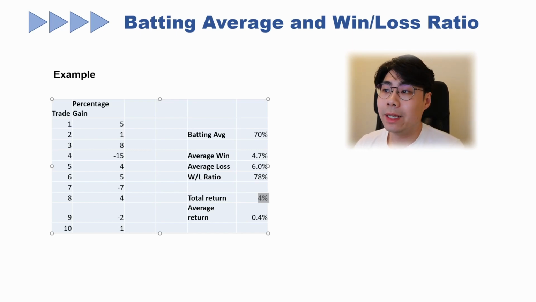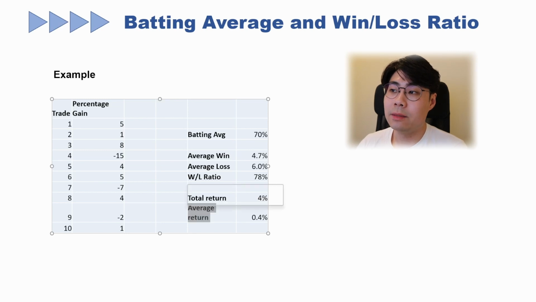And we can calculate the average return in this case by dividing by the total number of trades, which is 10. So 4 divided by 10 equals 0.4%. So on average, he does win more than he loses, and that's why he actually gets a positive total return.